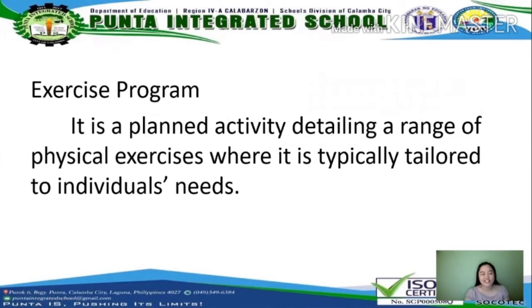What is an exercise program? An exercise program is a planned activity detailing a range of physical exercises where it is typically tailored to an individual's needs. Have you had your exercise program during the quarantine? If yes, what part of the body do you focus on having this exercise program?